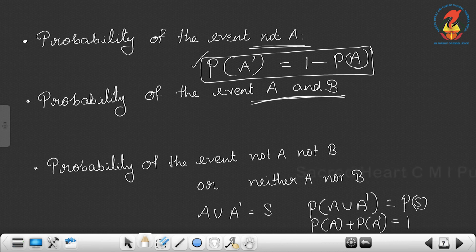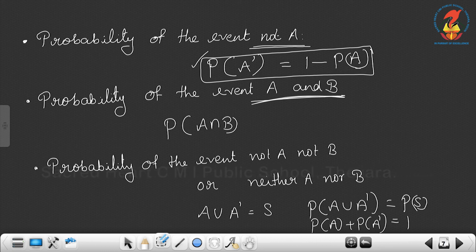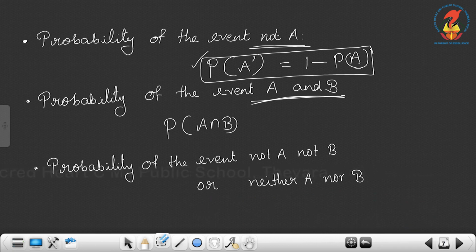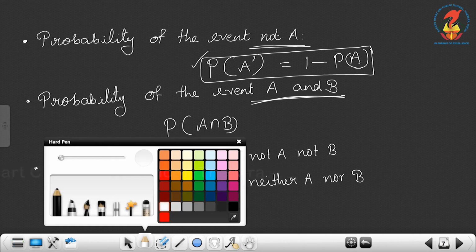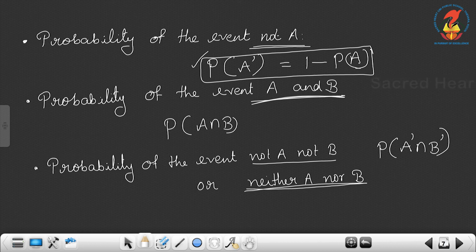Then A and B, what is the notation? A intersection B. So, the probability of the event A and B means A intersection B. Now, how to denote the probability of the event not A and not B? Not A is A dash, not B is B dash. So, in between is the intersection symbol. That is the same as neither A nor B. That is P of A complement intersection B complement.